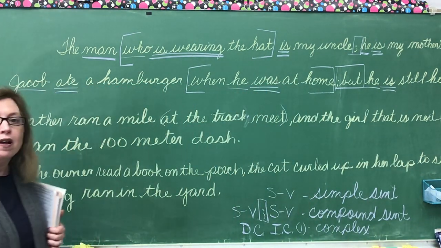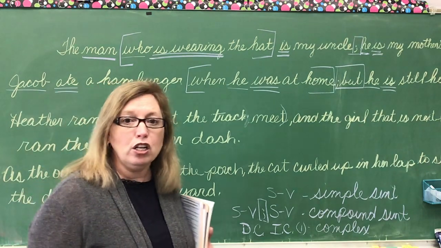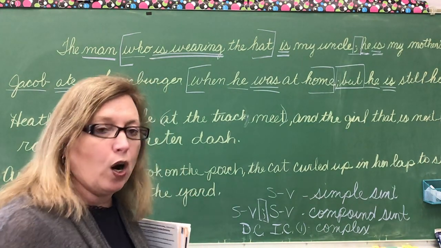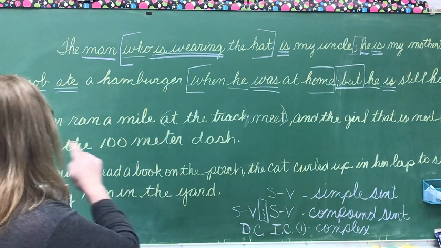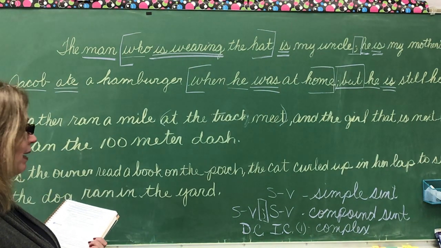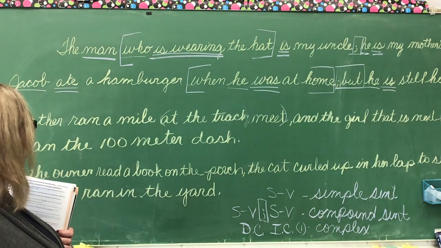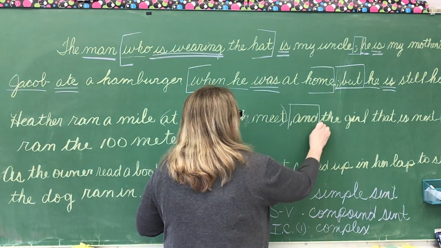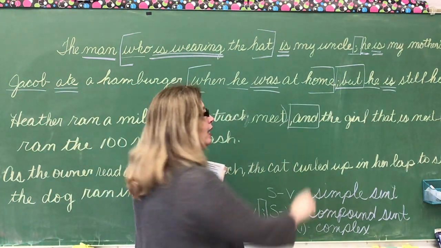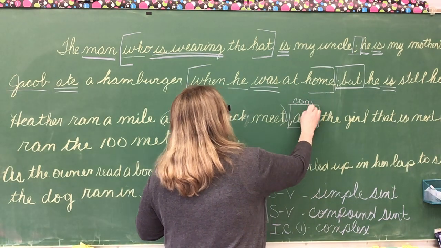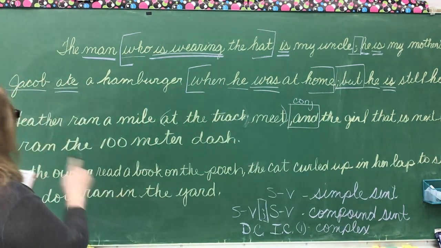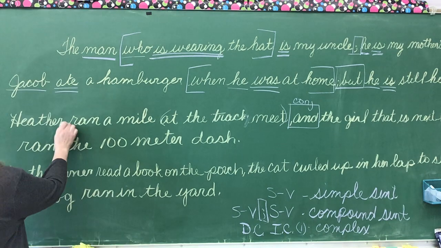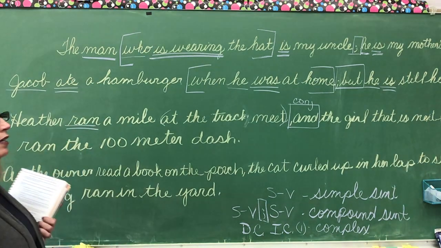So let's go through now. Finding our conjunction, our comma and conjunction, or our semicolon. Heather ran a mile at the track meet, and the girl that is next to her ran the 100-meter dash, right here. And is our conjunction. Okay? So let's look. What are our verbs? Okay? Ran and is.